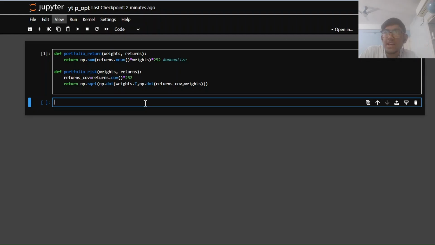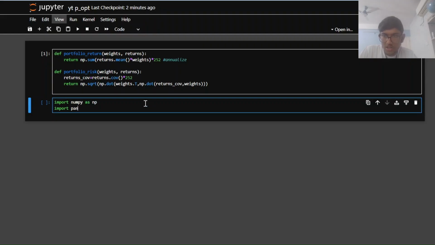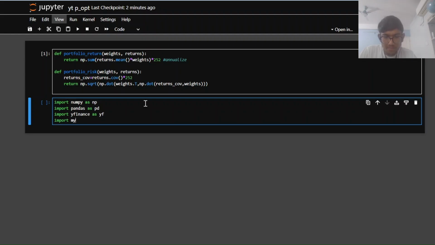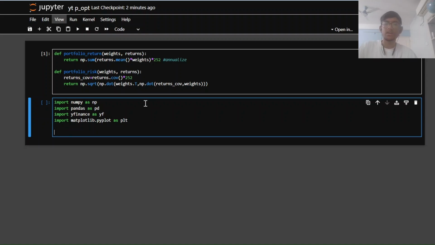So let us try to analyze this whole portfolio optimization thing and your MPT by just taking a portfolio with only two stocks. Okay, let's have two stocks, Amazon and Microsoft. Right. So first, I just import some essential packages. So NumPy, Pandas, yfinance, Yahoo Finance, and matplotlib.pyplot as plt. Right.